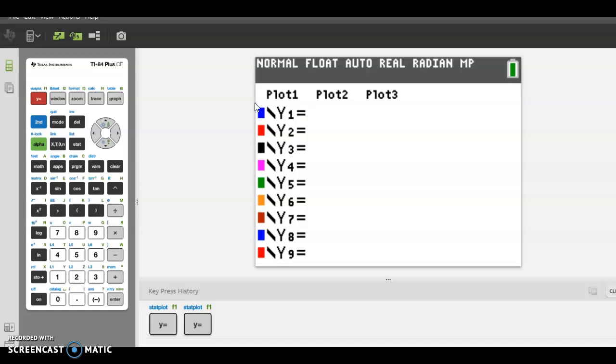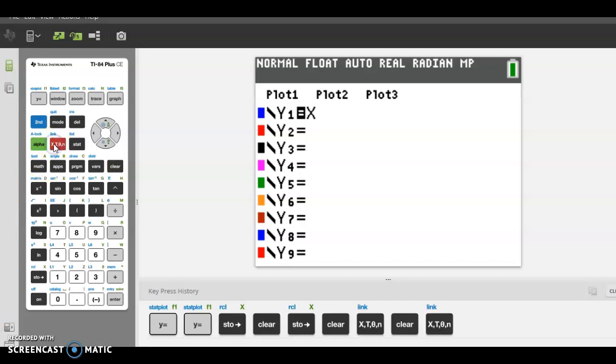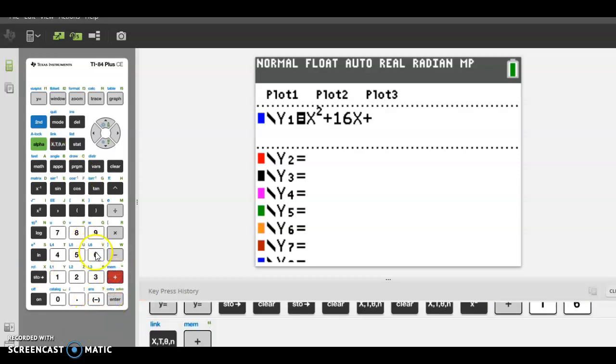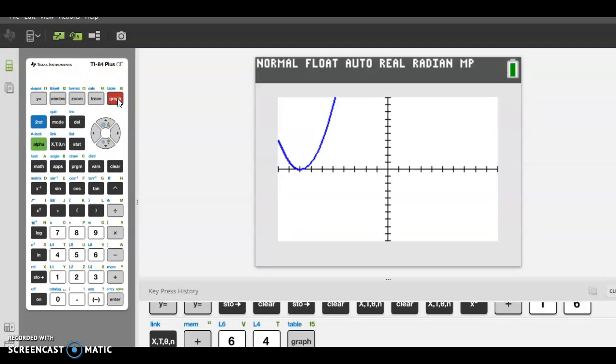So let's do, for example, y equals x squared. So take a look at the buttons that I'm pushing to type these in. Let's do 16x plus 64. Okay, so now I'm going to go into the top right-hand corner and hit graph, and there's my graph. So this one I have a couple of things that I can find.